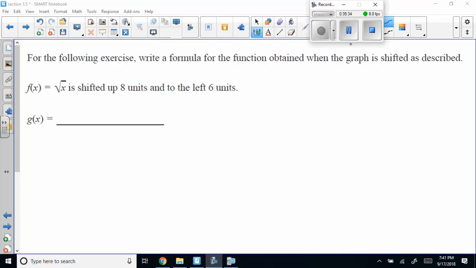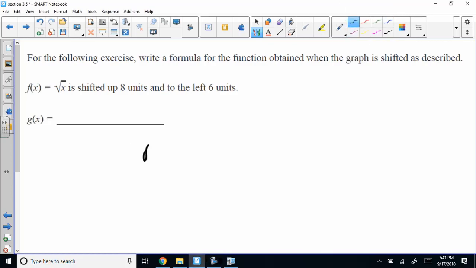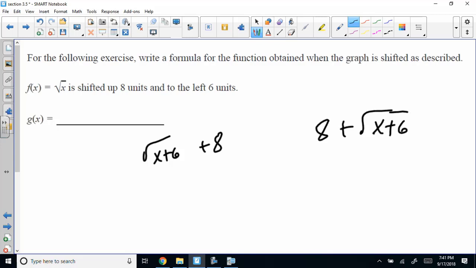Okay, well, let's see. Square root of x, to the left 6 would be plus 6, right? And then plus 8, right? And sometimes people write it like this: 8 plus the square root of x plus 6, because horizontal shifts have to happen within the function. What type of function is this? Square root. So you may see it like that, or like the other one.